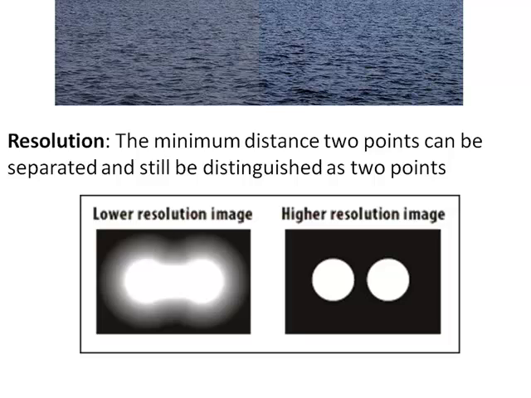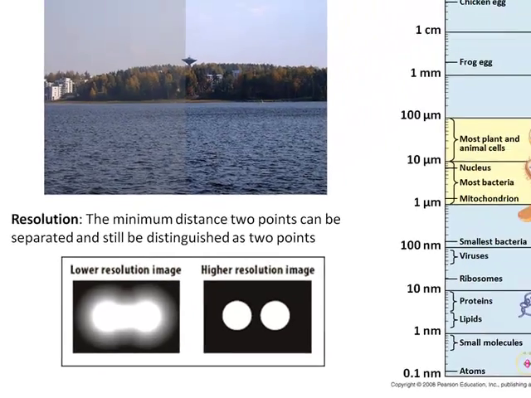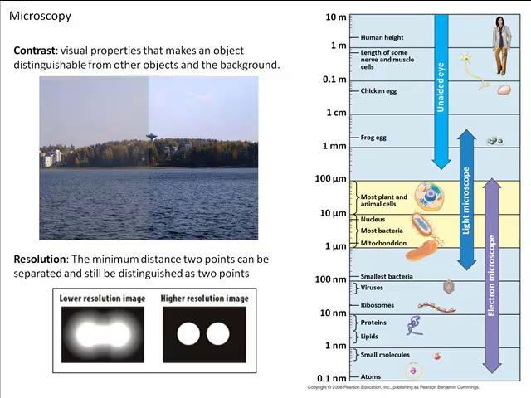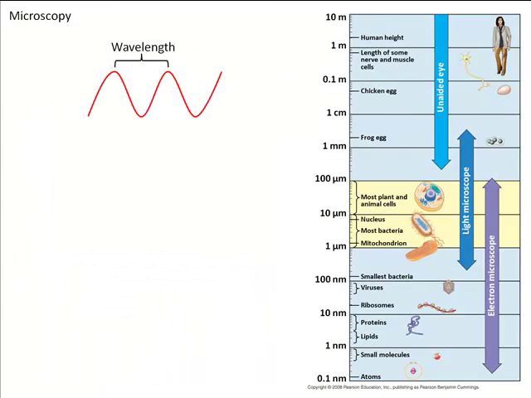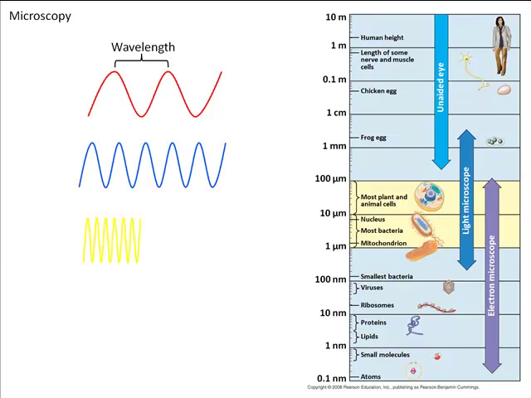The resolution of a microscope is limited by the shortest wavelength of light used to illuminate the specimen. The shorter the wavelength, the higher the resolution. And the higher the resolution, the smaller objects you can clearly see.